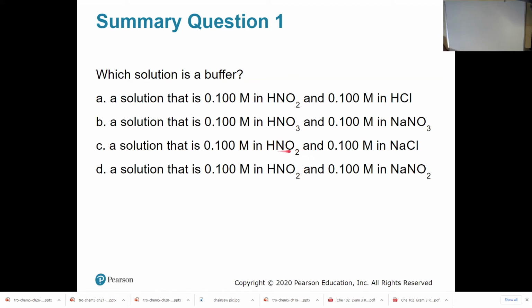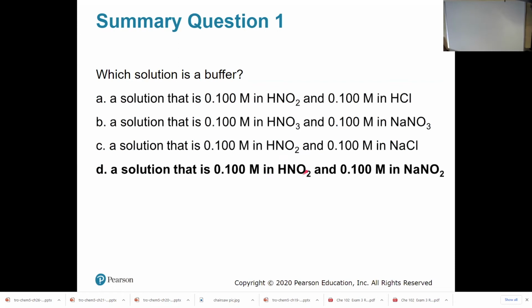In choice C, we have HNO2, which is a weak acid. Now the other component would have to be its conjugate base. The conjugate base of HNO2 would be NO2 minus. NaCl is not the conjugate base of HNO2, so that one's not correct. In choice D, however, the other component is NaNO2. When NaNO2 breaks up in solution, it forms Na plus ions and NO2 minus ions. NO2 minus is the conjugate base of HNO2. So that is the buffer solution. Okay.